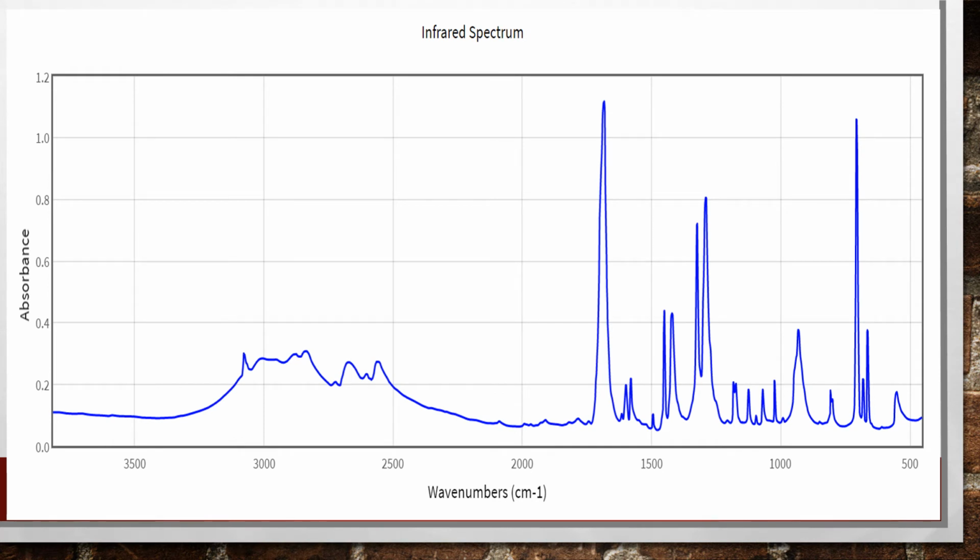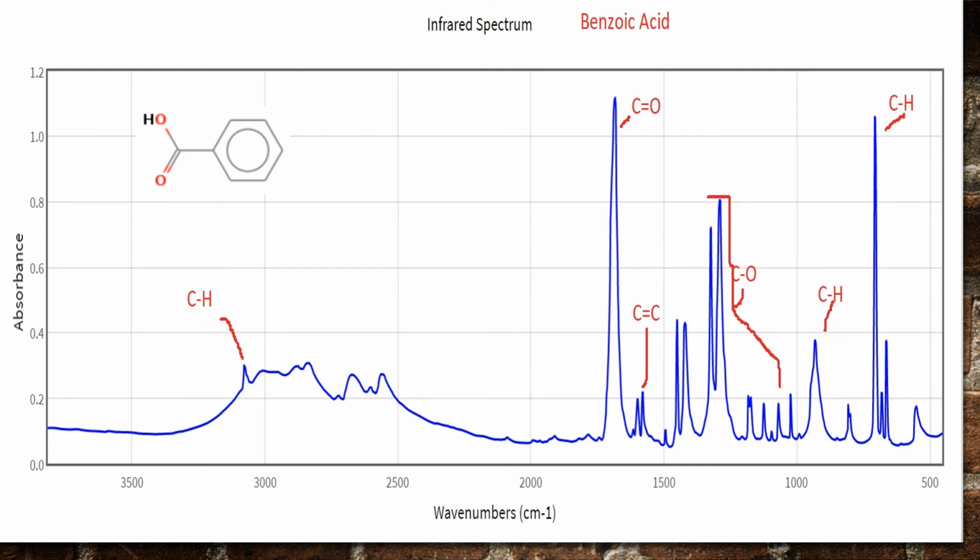This chart is slightly more complex, indicating a molecule with more varied bonds. The wide group of peaks between 2,600 and 3,100 is indicative of a carboxylic acid. After consultation with our table, the peak at 3,100 is a CH bond, the peak at 1,690 is a C double bond O, the peak at 1,600 is a C double bond C, the peaks between 1,050 and 1,300 are a CO bond, and the peaks at 690 and 900 are CH bonds.